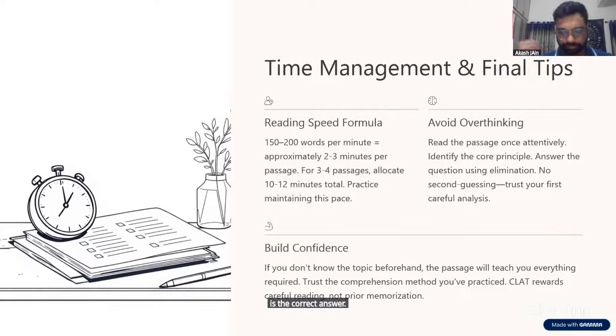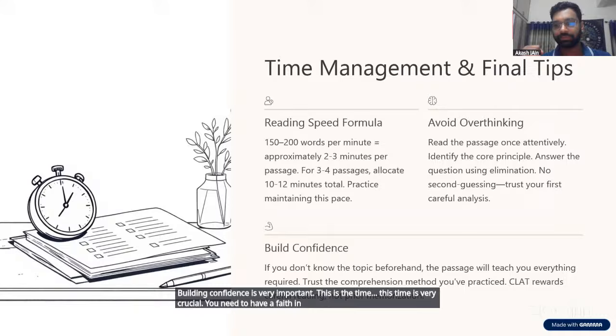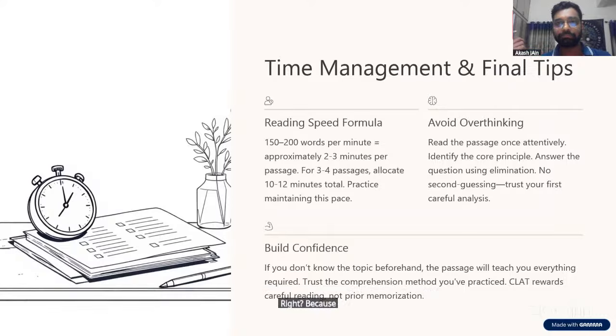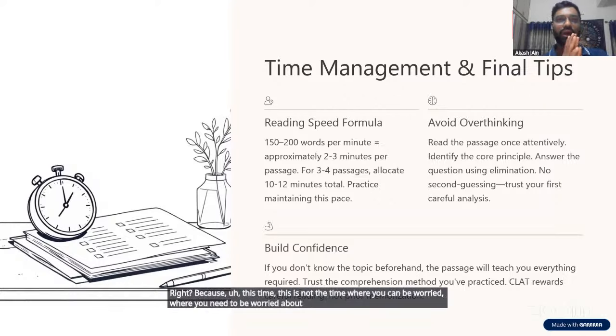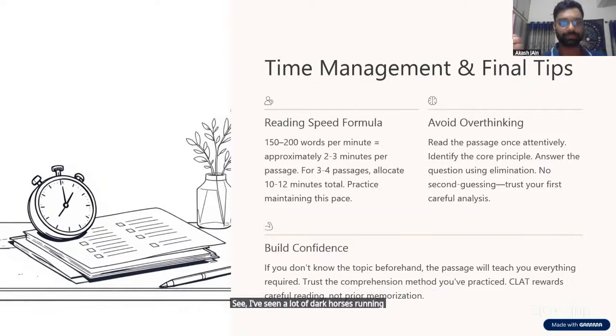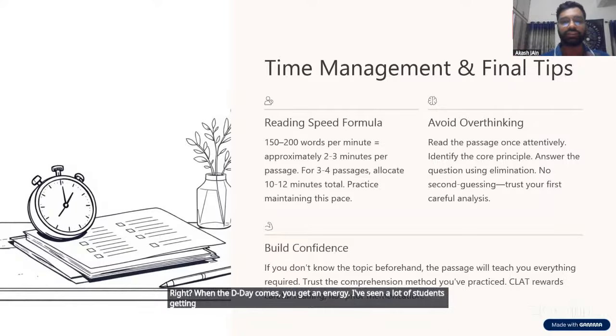Right? Third, building confidence is very important. This time is very crucial. You need to have faith in your preparation, right? Because this is not the time where you need to be worried about what will happen or how I'll do in CLAT, or I'm not scoring well in my mocks. See, I've seen a lot of dark horses running wild on the last day, right? When the D-Day comes, you get an energy. I've seen a lot of students getting a different kind of energy.